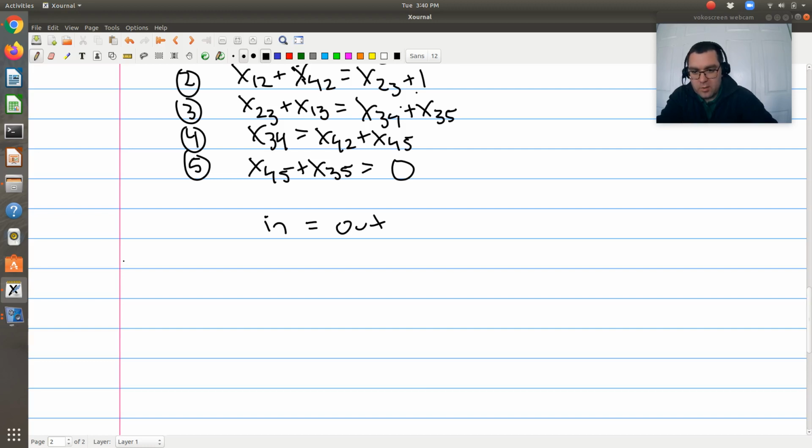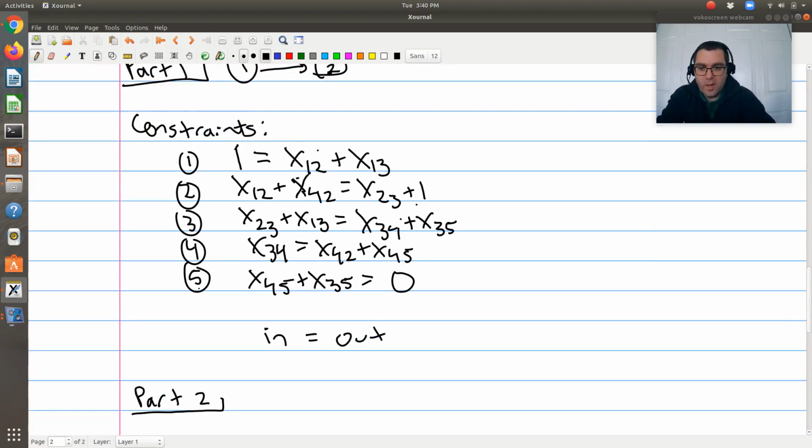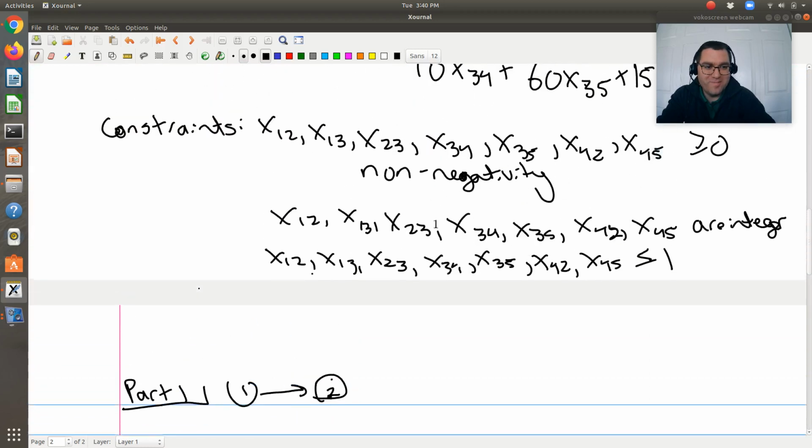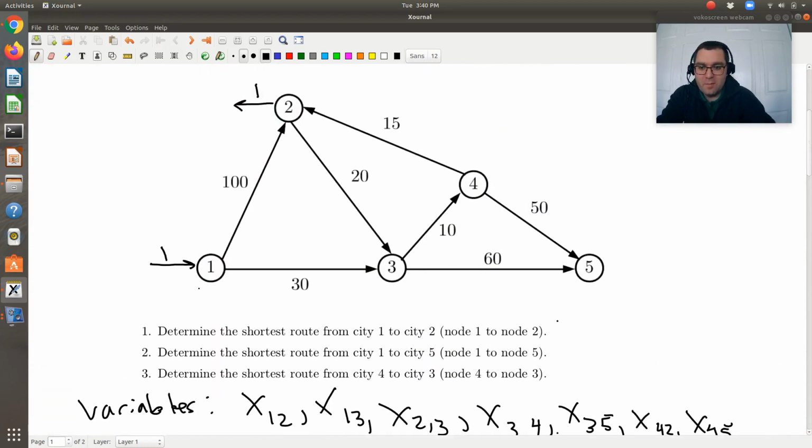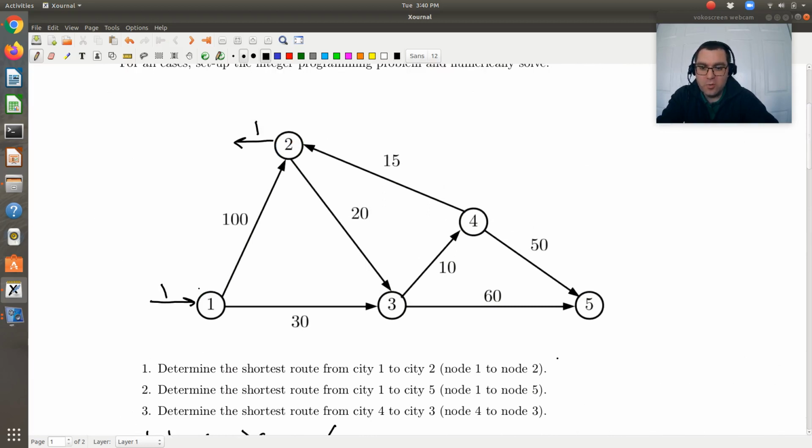So I'm not going to just list out the integer programming problem here. We could summarize it, but then there'd be a lot of time of you watching me just trying to rewrite that. Instead, we're going to take a look at part 2 and see how it would change. Now in part 2, we're going to try and find the shortest distance from city 1 to city 5.